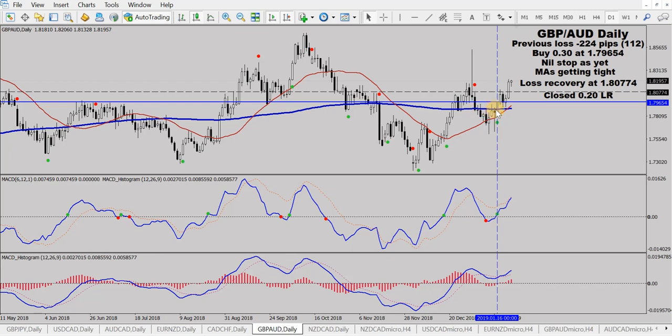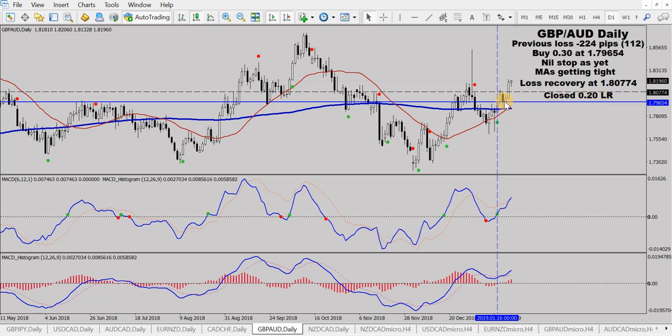Pound Aussie, in a buy here. This is one where I had a previous loss, so I went into this buy a little bit bigger. The loss recovery level is 1.80774, that's the black dash line. When I got to that, basically I closed 0.20.